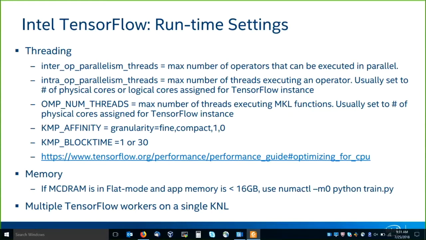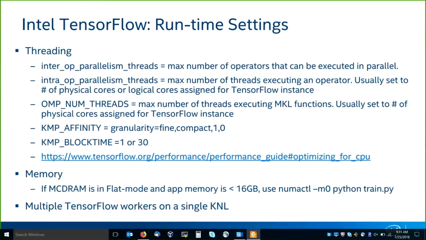At a high level, for HPC people, inter-op is equivalent to MPI, while intra-op is equivalent to OpenMP. So you can think of it as a hybrid parallelism. And then you need to set OMP_NUM_THREADS as well, because Intel MKL uses OpenMP and does not read any of the inter or intra-op settings. It has no view of how many parallel threads are running at the framework level. So when you set OMP_NUM_THREADS, make sure you don't oversubscribe, and set it to the number of physical cores you have for a TensorFlow instance.